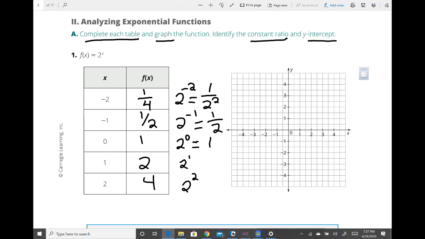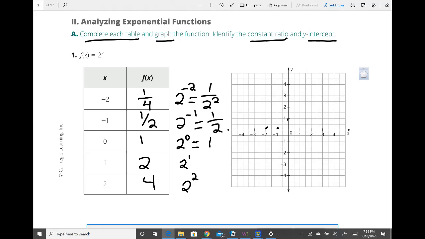So now let's go ahead and graph it. So -2 and 1/4. We're going to estimate what 1/4 is. There's -2 right there, and that's -1, that's -1/2, so it's probably going to be around right there. Then we have -1 and 1/2, so 1/2 will be right between 0 and 1. And then we have 0 and 1.